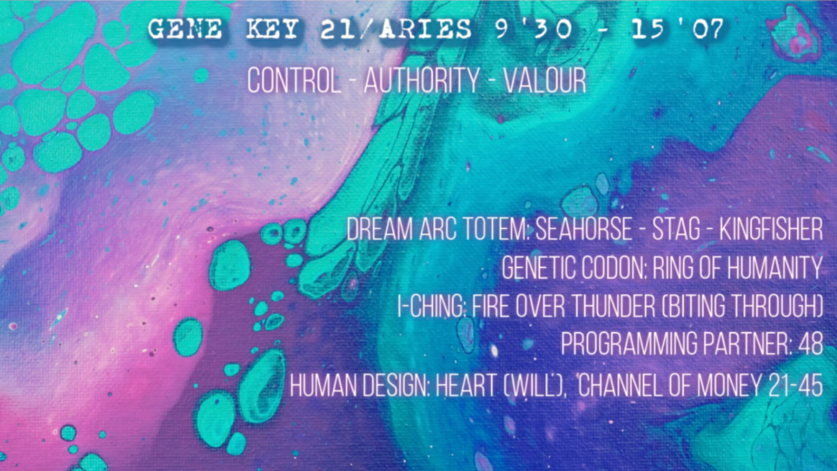In human design, this gate is located in the will center, the heart, or the ego center. It has various different names, and it's connected to gate 45 in the throat, forming a channel called the channel of sustenance or money, moving from the shadow of ownership to the gift of sustenance to the siddhi of philanthropy.